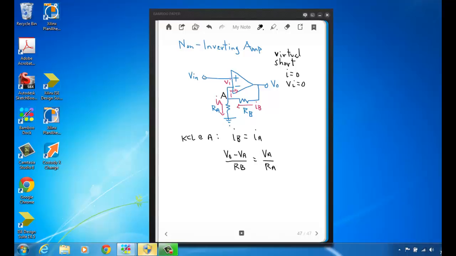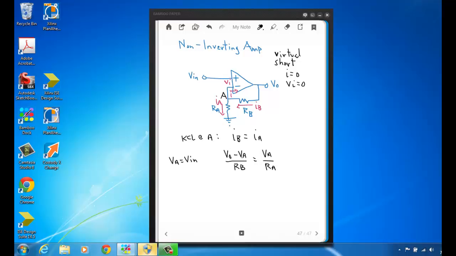Well here, like I said before, Vin, our input voltage, is connected right to the non-inverting input. Okay, but the voltage across the inputs is still 0. That's part of the virtual short, which again means the voltage on both inputs is the same. So since we have Vin at the non-inverting input and there's 0 volts across the inputs, the inverting input, which is node A, is also equal to Vin. So VA is equal to Vin.